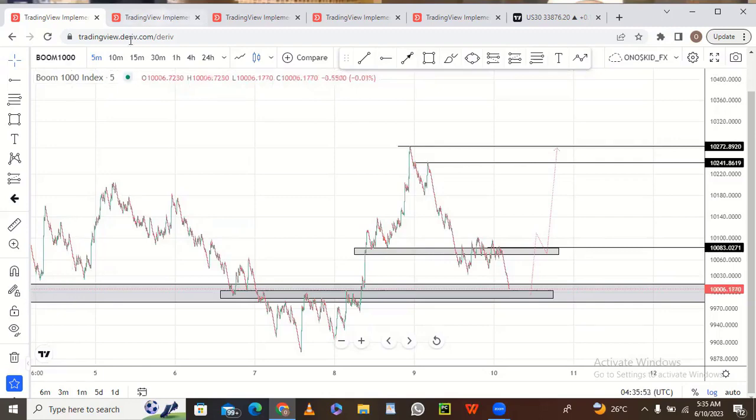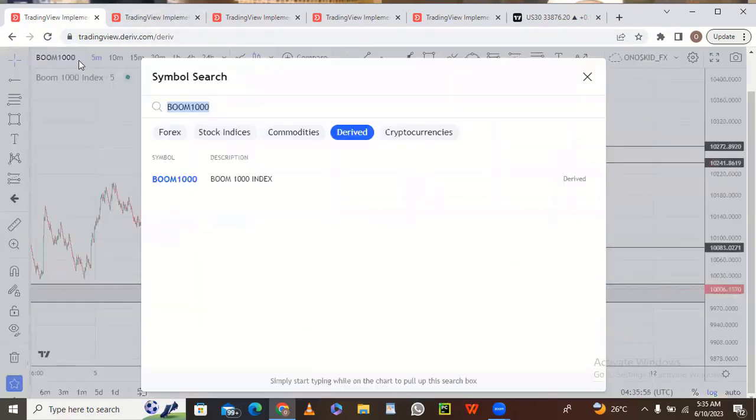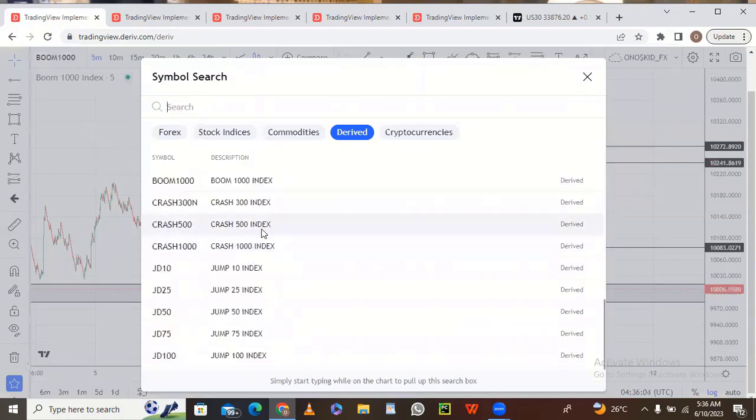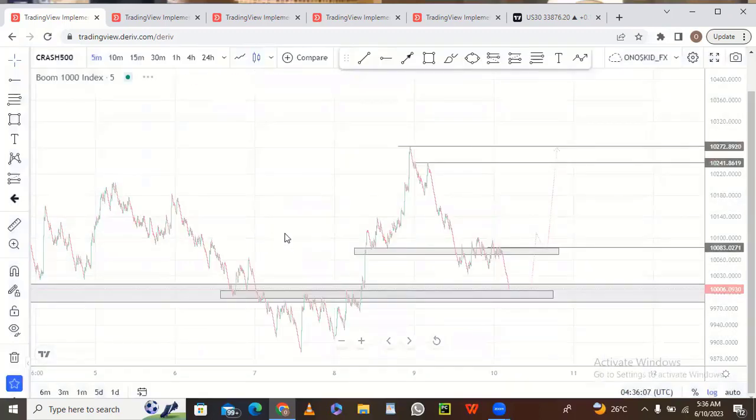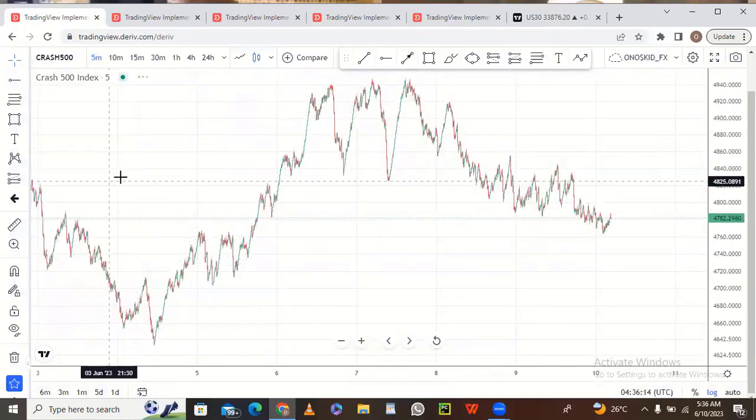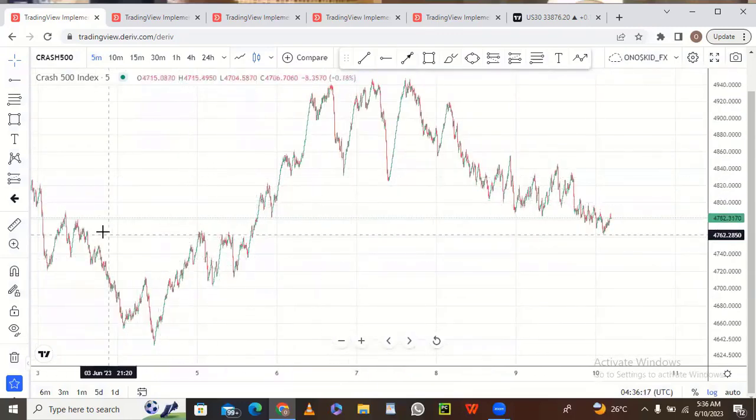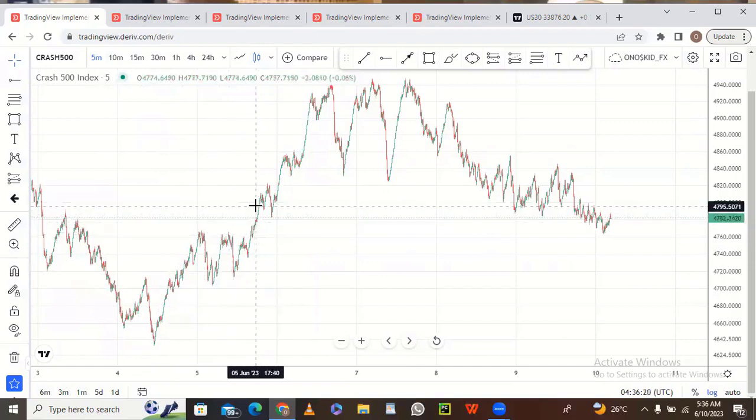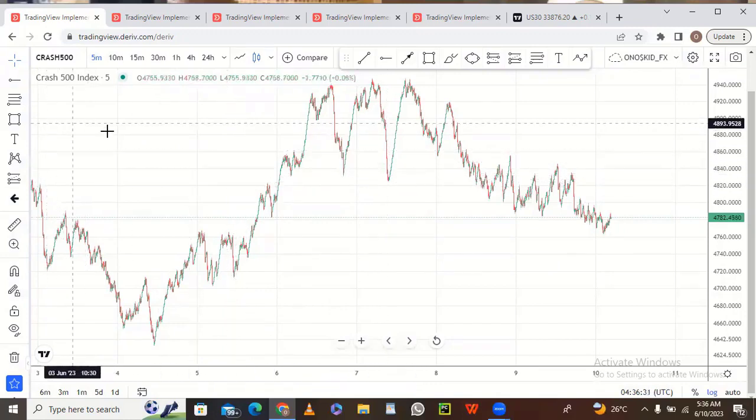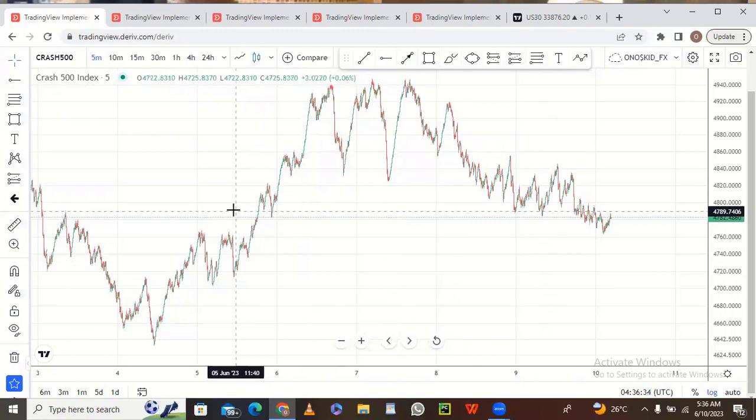Then when you want to trade Crash, it's important, or rather better, to look for a sell position. That doesn't mean that you cannot sell Boom or buy Crash, but I'm just telling you that this is the one that will give you a higher probability, especially when you don't have enough trading capital. If you have enough trading capital, you can actually trade it normally. But if you don't have enough trading capital, when you're trading Boom, you want to look for more buys than sells. If you're trading Crash, you want to look for more sells.